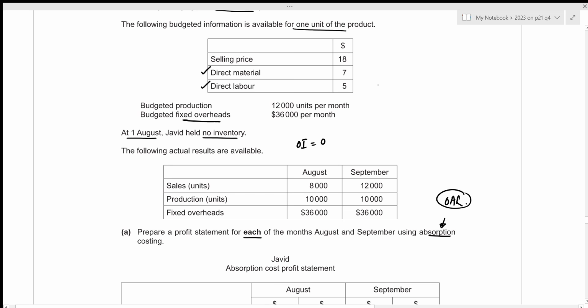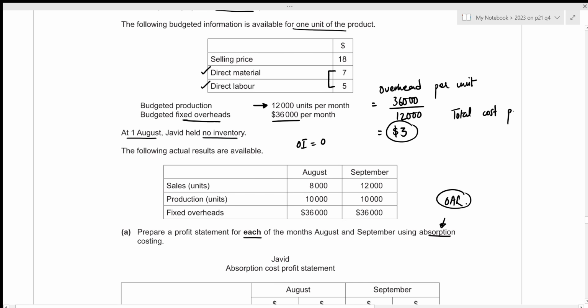So let's calculate the overhead per unit. And this should always be calculated based on the budgeted information. So total budgeted fixed overheads is given to be 36,000 per month. And the total production units is given to be 12,000 per month. So we're just going to divide it by 12,000, which gives the overhead per unit to be 3. So we need to include this along with our direct cost. So let's figure out the total cost per unit. That is just going to be 7 for direct material, plus 5 for direct labor, plus 3 for the overhead, which gives a value of 15.